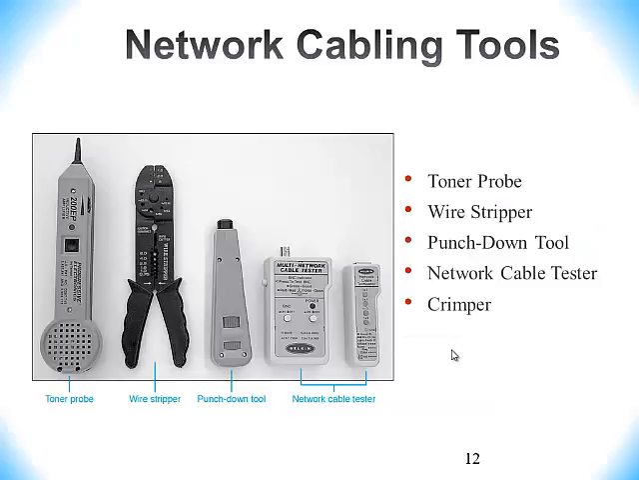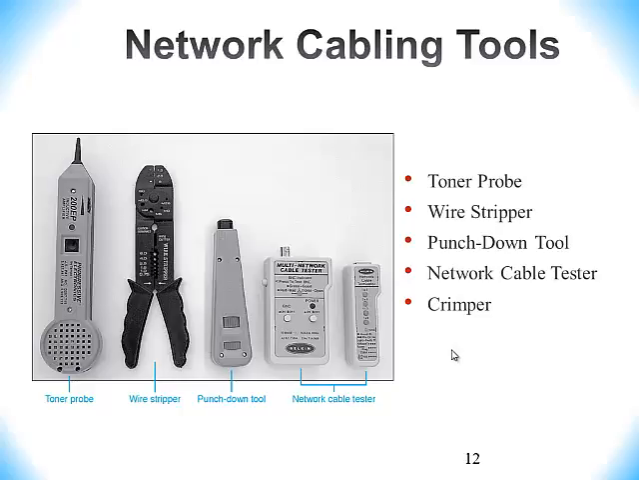Your cabling tools: you have a toner probe and a tone generator. The tone generator is connected to a cable or inserted into a network jack, and it injects a tone down the cable. The toner probe is touched to the other end of the cable to identify it. The tone generator and toner probe combination is used to identify cables when they are not labeled or are labeled incorrectly.